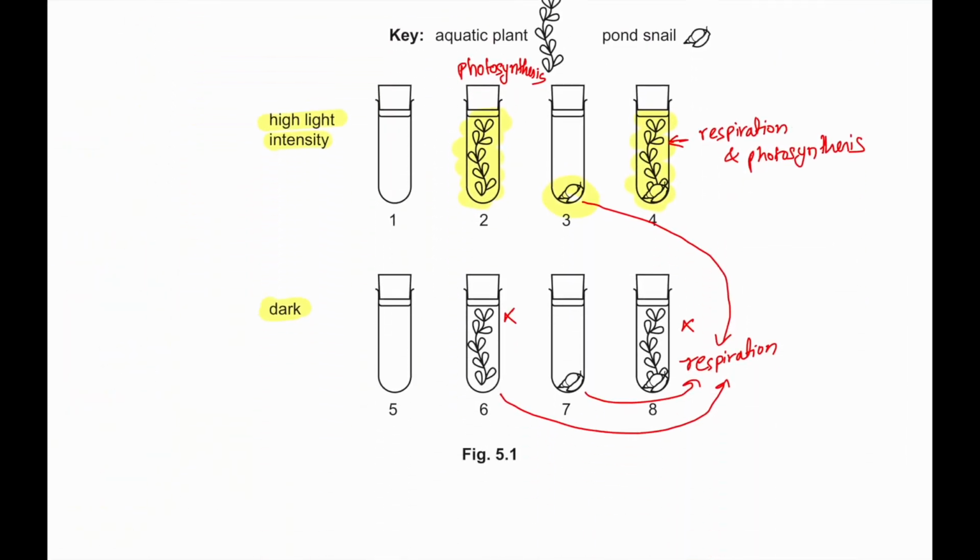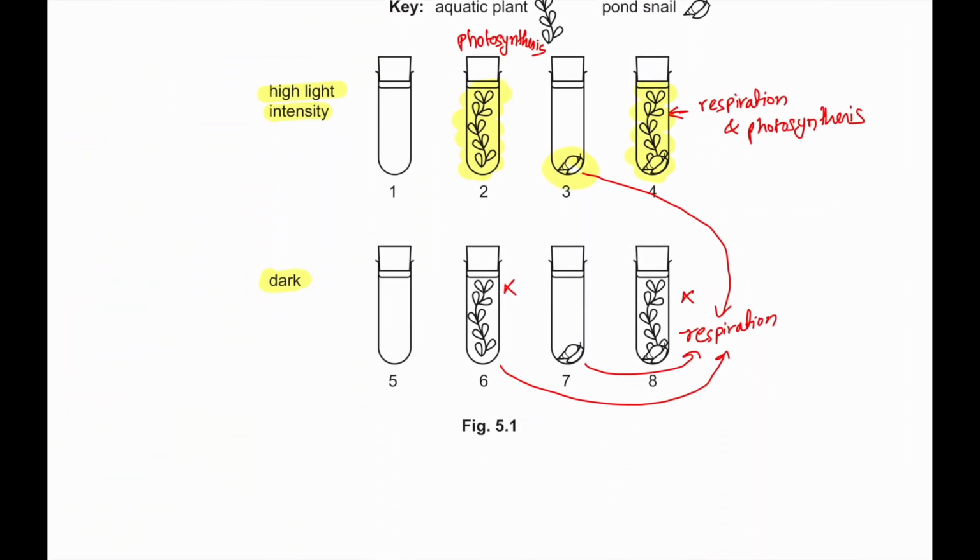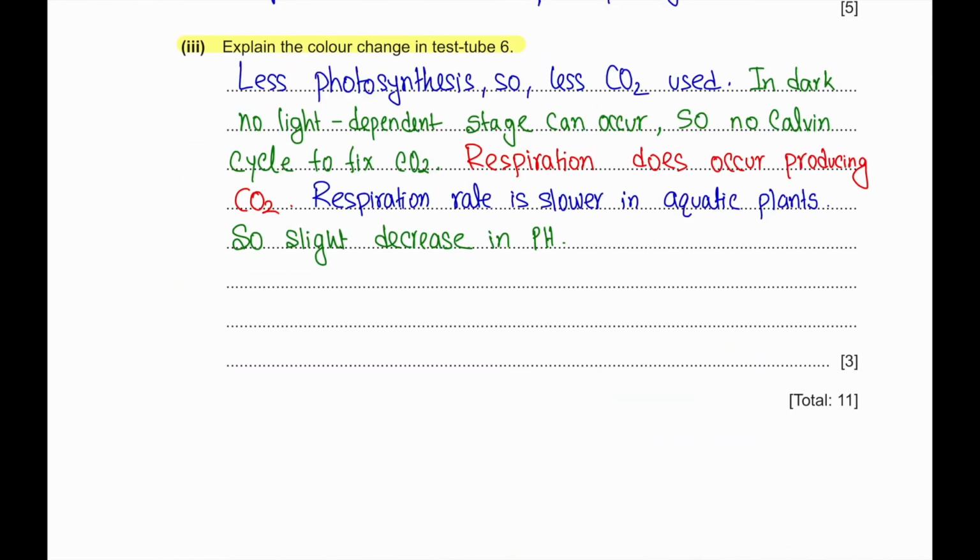So color change in test tube 6, we can see that here there is no photosynthesis, only respiration occurs. Alright, so respiration does occur producing CO2 and respiration rate is slower in aquatic plants, so a slight decrease in pH will be observed in test tube 6.